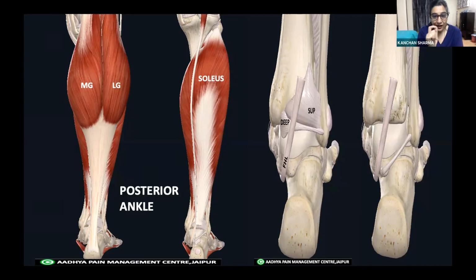So what is the take home message? These ligaments are very difficult to tear. So let's not talk about these ligaments. We'll be talking about the Achilles tendon.